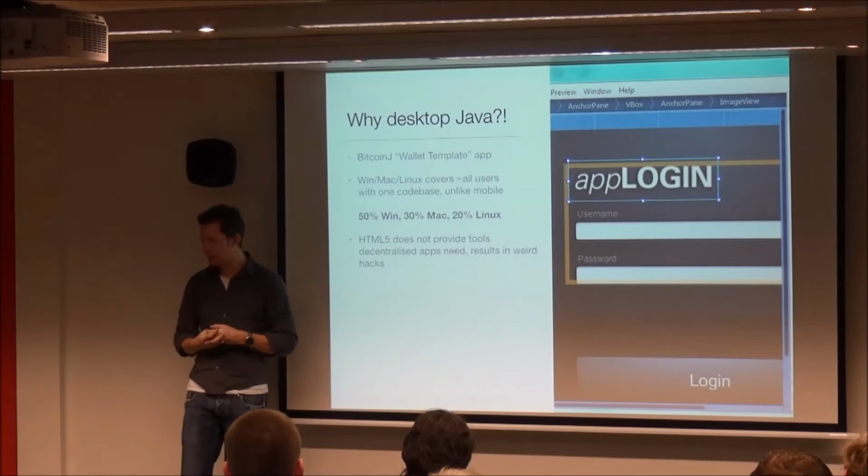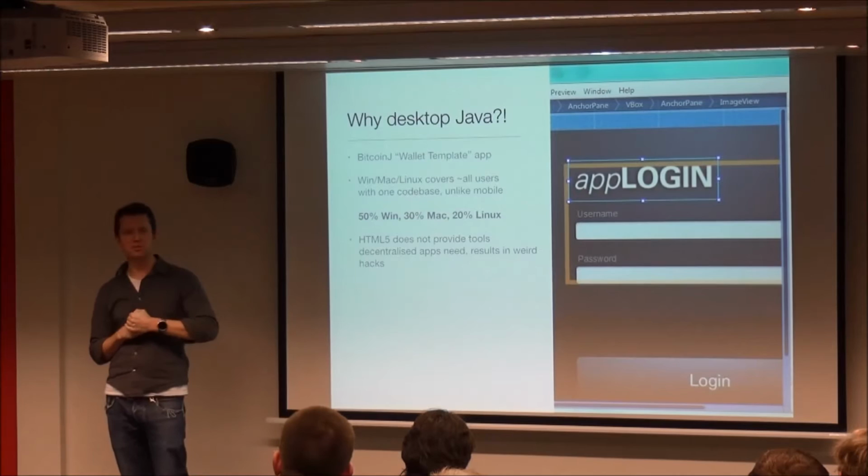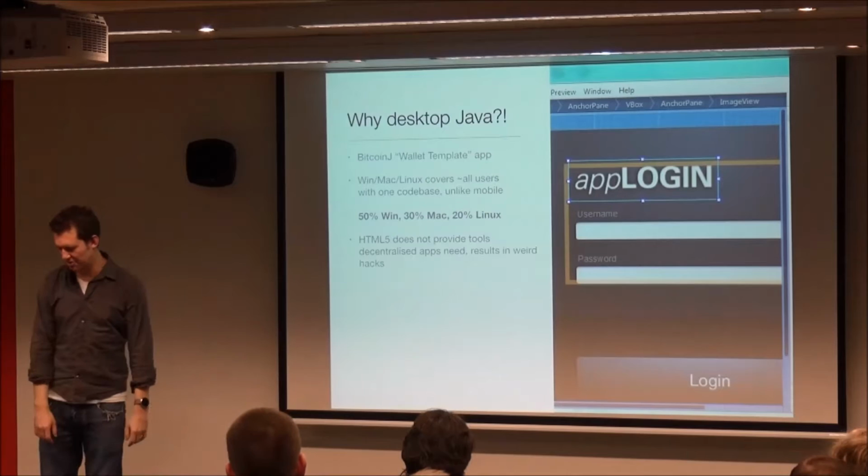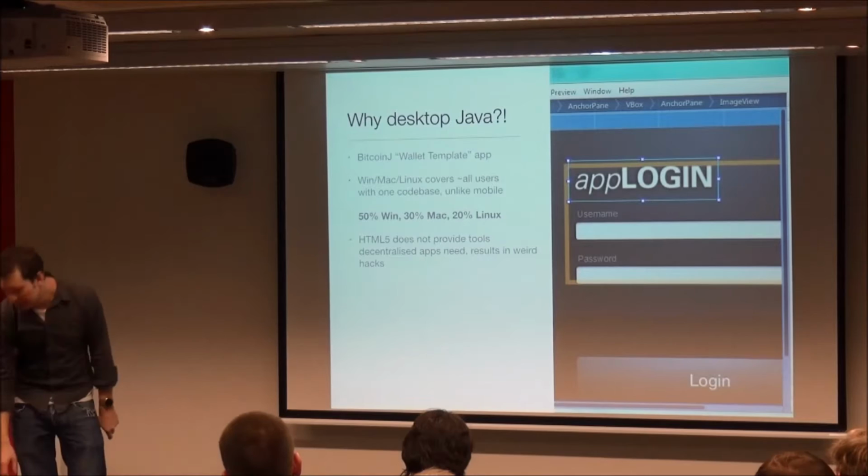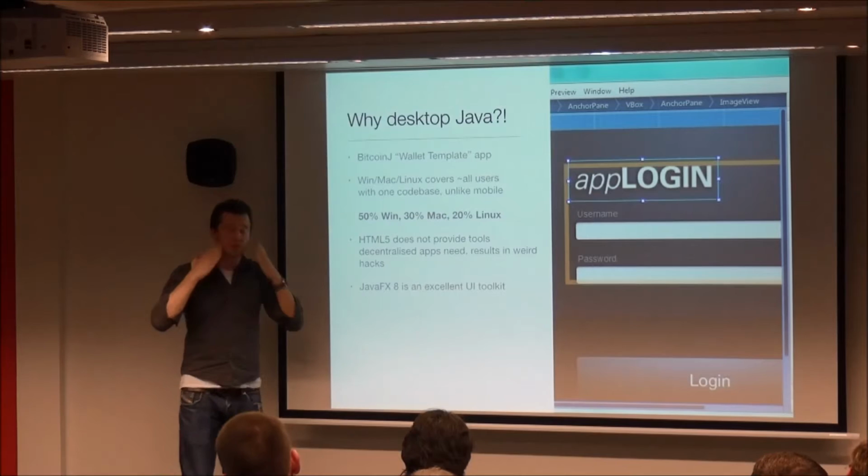Well, HTML5 is not designed to build peer-to-peer apps. I'm assuming this is obvious to everyone here who knows programming, but a whole lot of people do try and make decentralized peer-to-peer apps out of the web, but it's just not designed for that. HTML just gives me a headache every time I try to get a layout working. Anyone who's designed web pages will know the pain I'm talking about here, right?